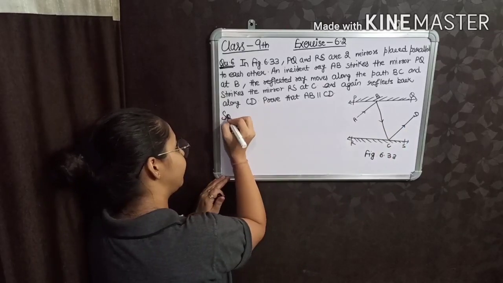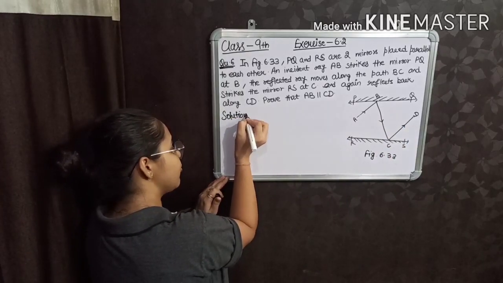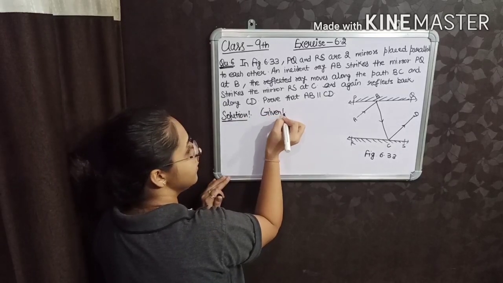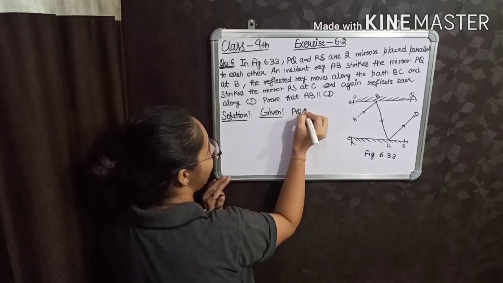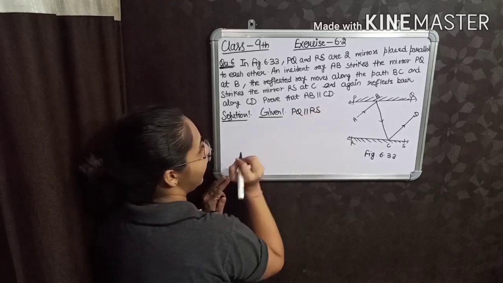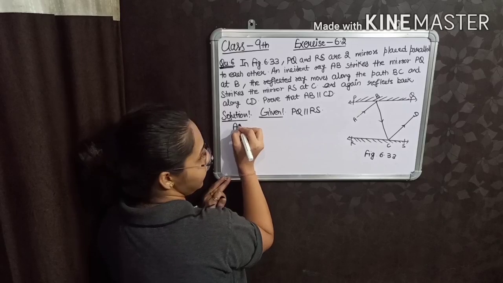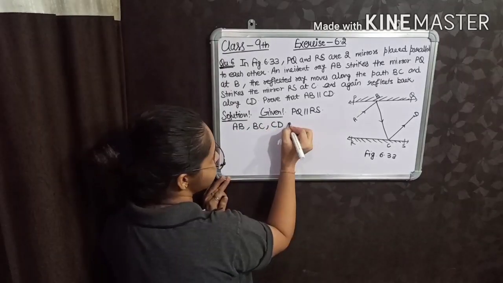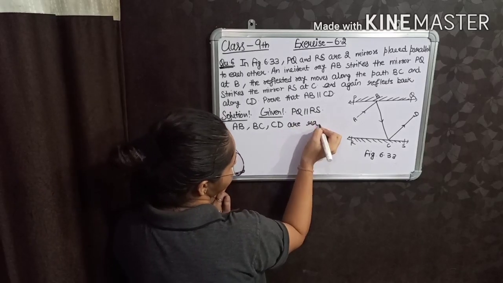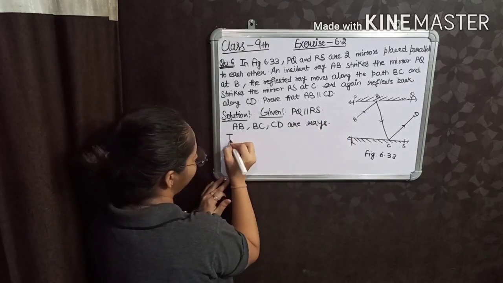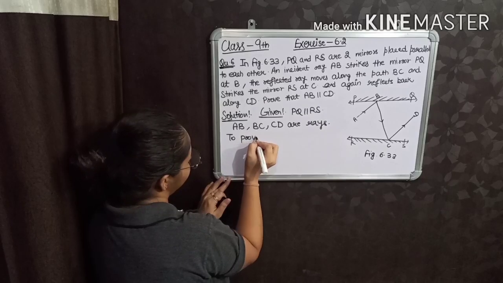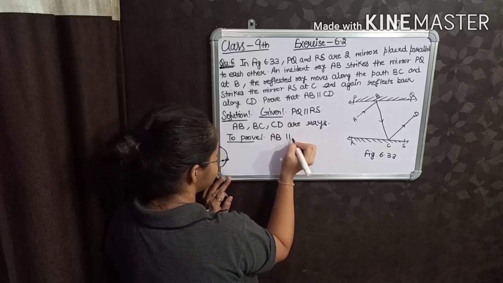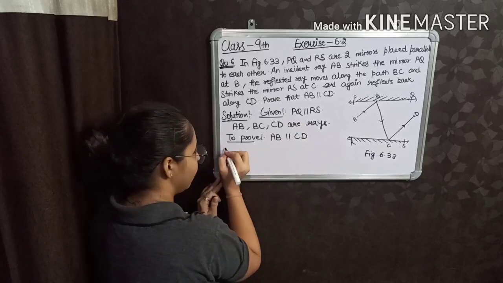How will you start? First of all, write given. What is given? Given is PQ is parallel to RS, and AB, BC and CD are rays. This is given. Now to prove: AB is parallel to CD. This we have to prove.